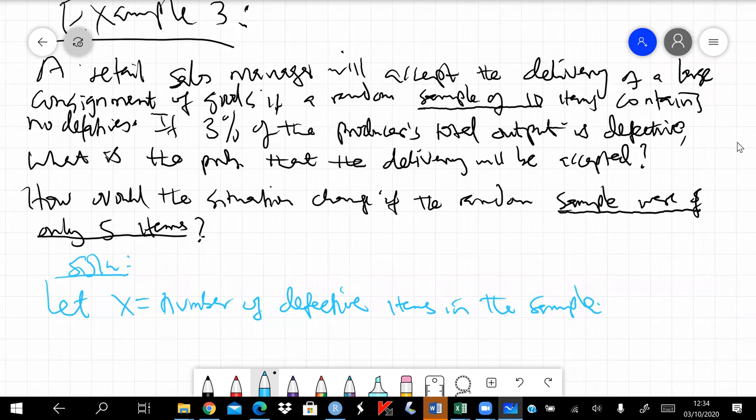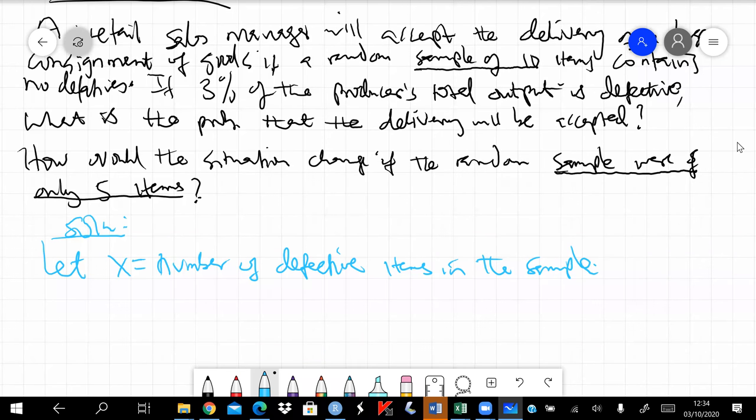So if we assume that all the conditions of the binomial distribution have been satisfied, we can say that X has a binomial distribution. And once you do that, you need to mention your N and your P. We're answering the first question first. So what is N in the first scenario? 10. We're working with a sample of size 10.